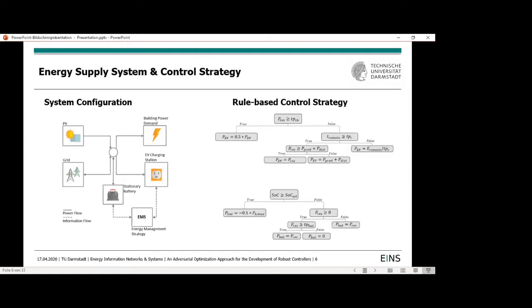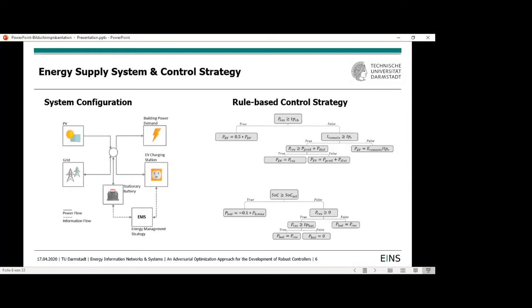The control strategy is implemented as a rule-based control strategy, and it tries to mitigate peak power demand for the charging process and also tries to maximize the self-consumption of the generated PV power. The control strategy can be described via decision trees, where different operating modes are activated for certain threshold values. For instance, if the building power demand exceeds a certain threshold value, the nominal charging power at the EV charging station is reduced.